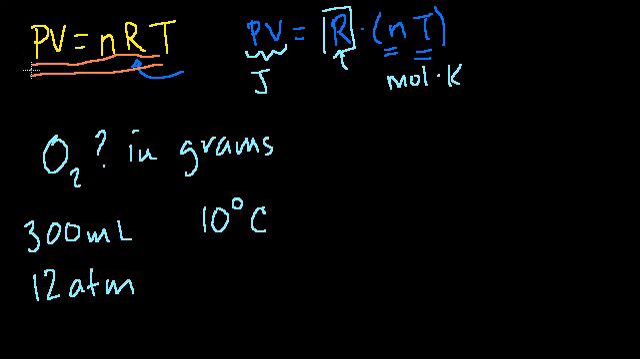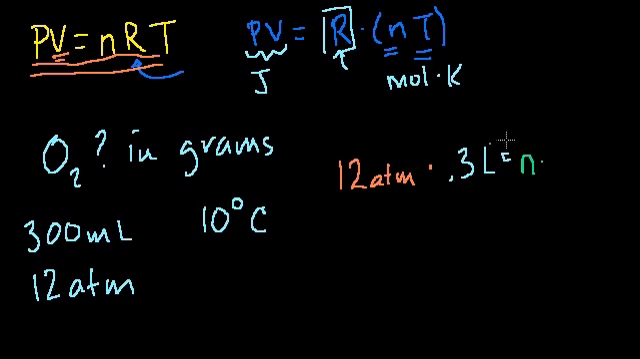So let's see. Pressure is 12 atmospheres. So we can say 12 atmospheres, I'll keep the units there, times the volume. The volume should be in liters. So this is 300 milliliters, or 300 thousandths, or 3/10, right? So that's 0.3 liters. 300 one-thousandths of a liter is 0.3 liters. And that is equal to the number of moles we have of this, and that's what we need to figure out. If we know the number of moles, we know the number of grams. So it's equal to N times R.